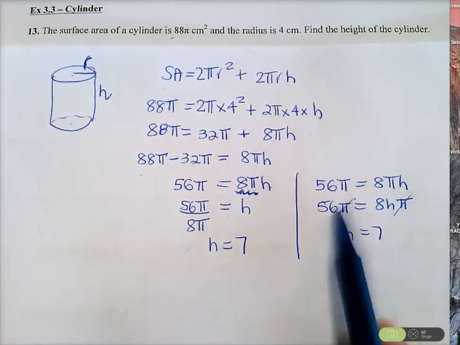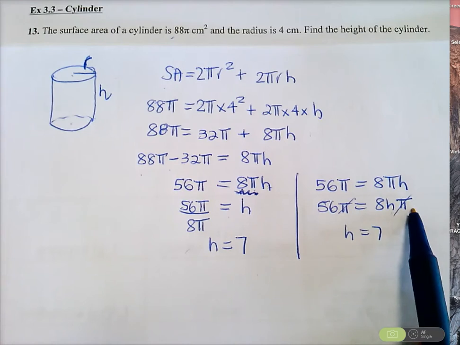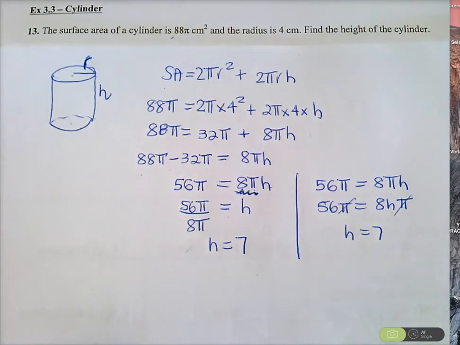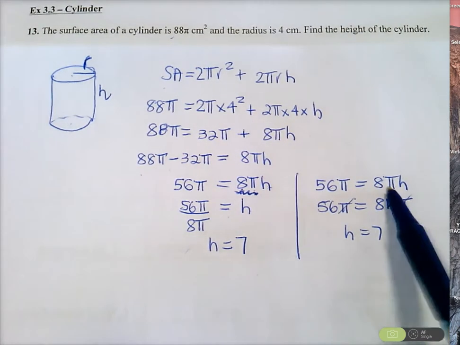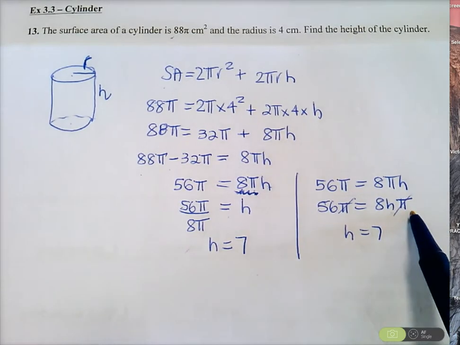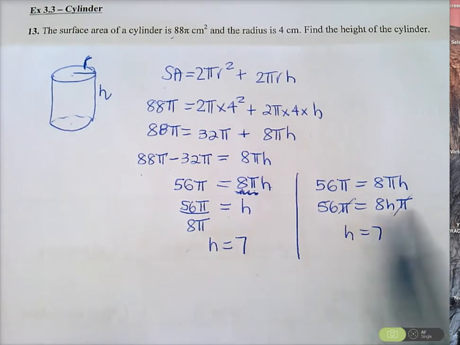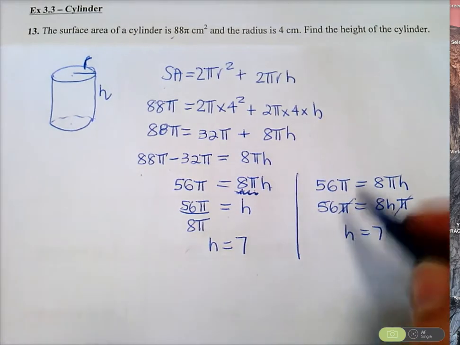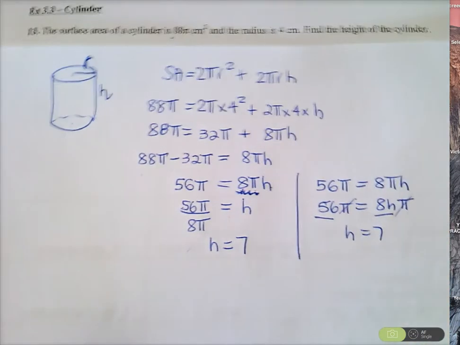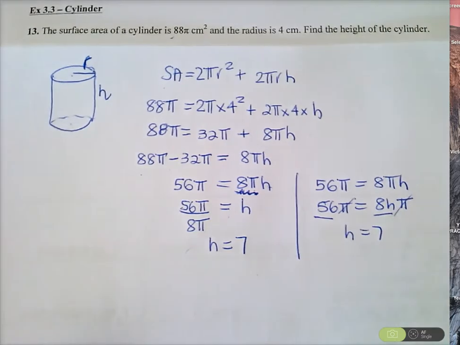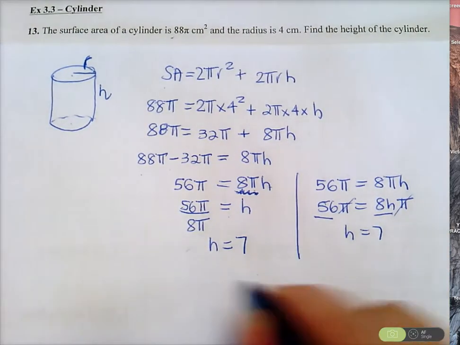The pi's are the same. Put them on the end. 2 times 3 is the same as 3 times 2. So 8 pi h is the same as 8h pi. Do you get that? The pi's are the same. So I'm really just comparing the 56 and the 8h. 8 times 7 is 56. Do you see that? So therefore h is 7.